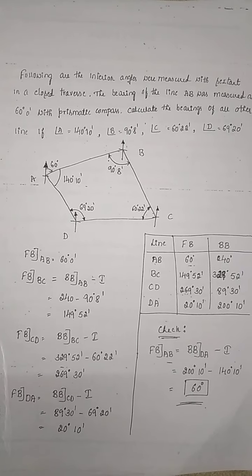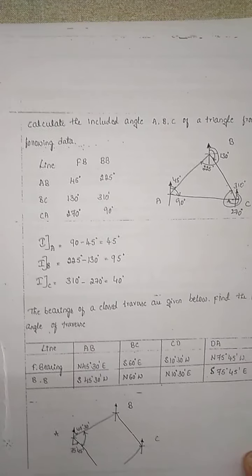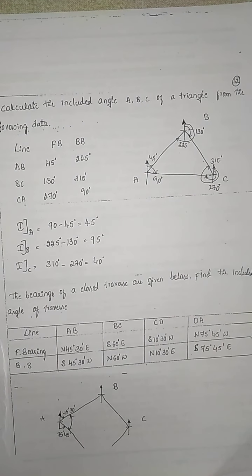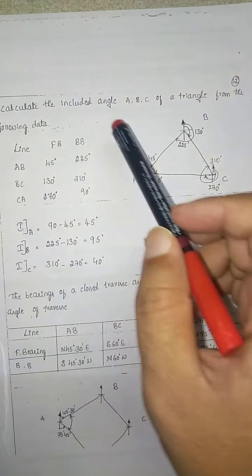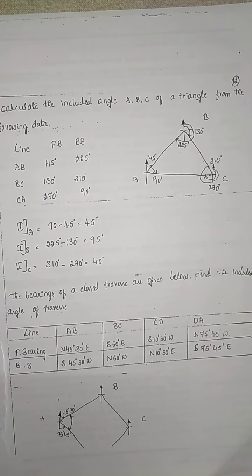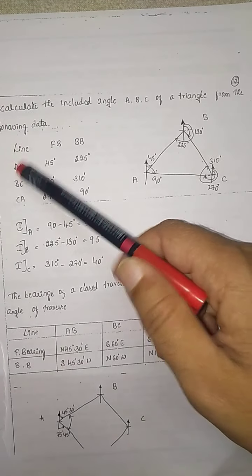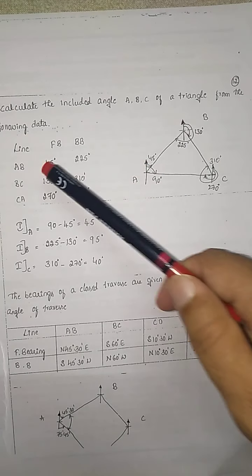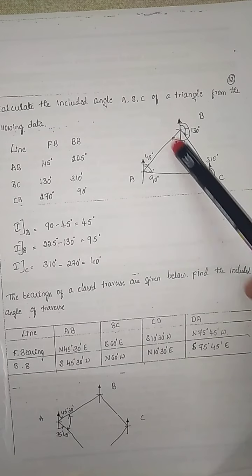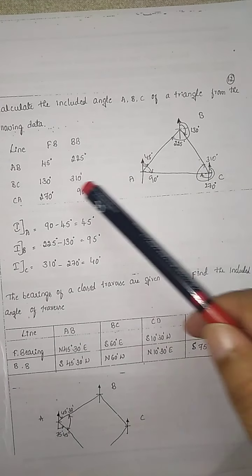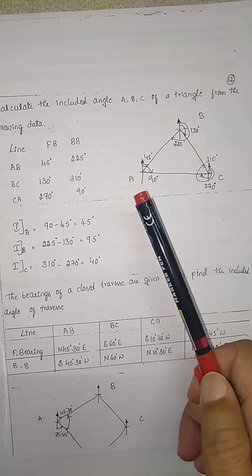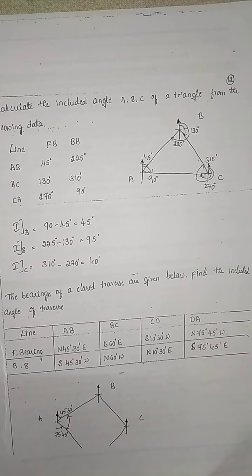Now we will solve one more problem. In this problem, calculate the included angle ABC of a triangle from the following data. Now the fore bearings of the lines are given to you. From these fore bearings you need to draw the diagram of the triangle. The fore bearing of the line AB is 45. The fore bearing of the line BC is 130, so it falls under the second quadrant. So BC you need to draw, and CA is 270, so it falls under the third quadrant. So you need to draw the diagram of this, and then you need to calculate the back bearings.